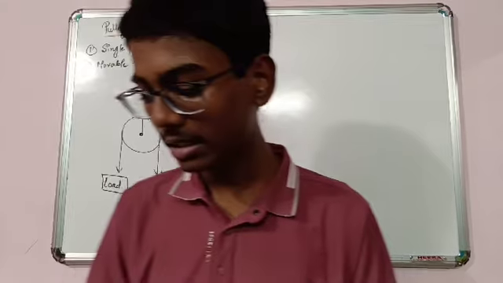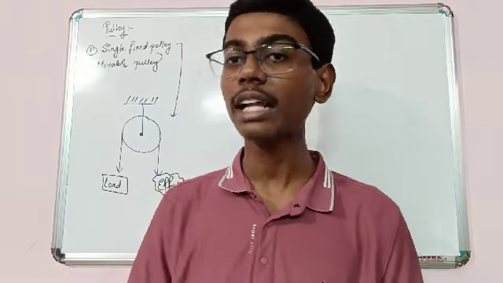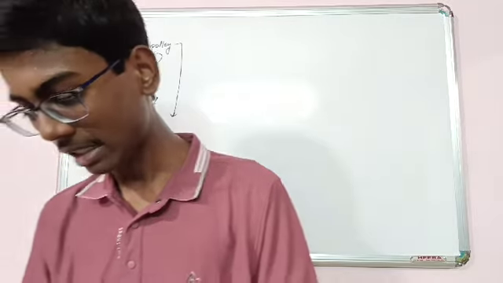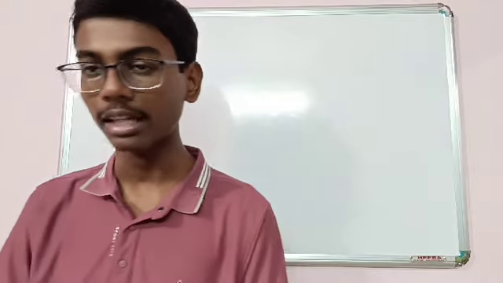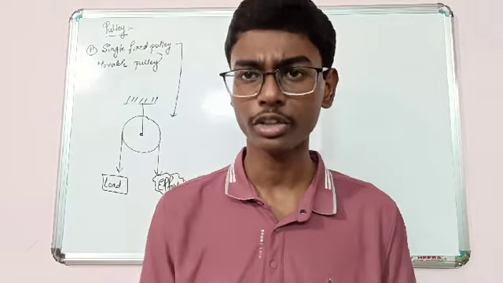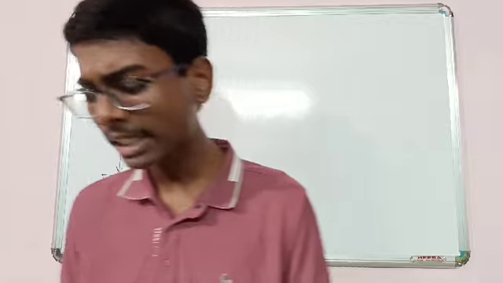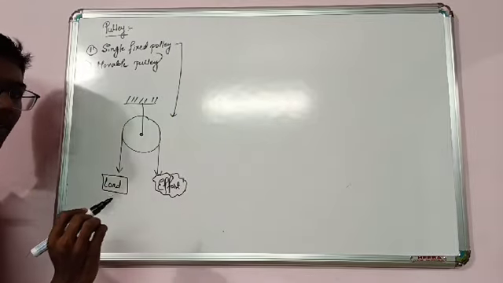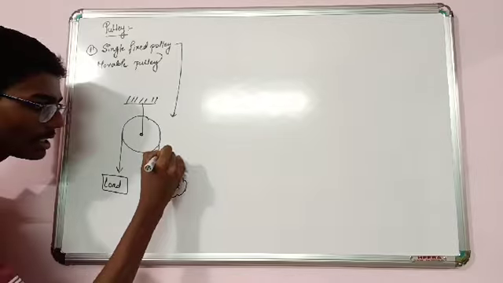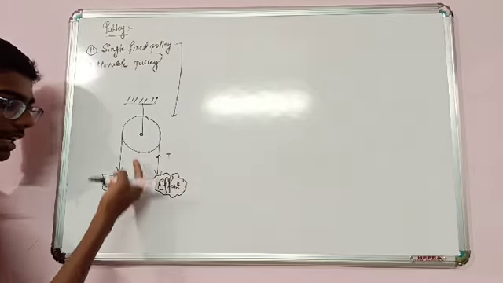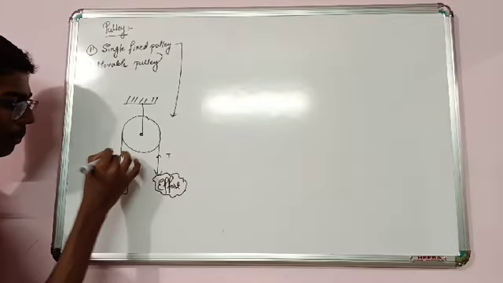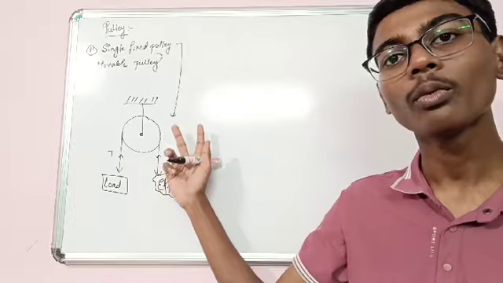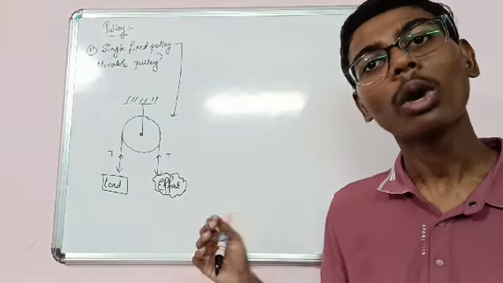Here the load and effort, both things are acting downward. You can see here, both are acting downward, but the tension throughout the string, if we assume it to be T, is the same, which is acting upward. That means this side we have the effort downward, tension is acting upward. This side load is acting downward, tension is acting upward. Both the sides, tensional force is acting where? Upward.